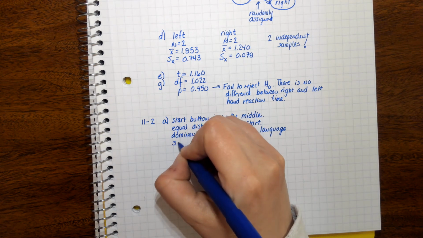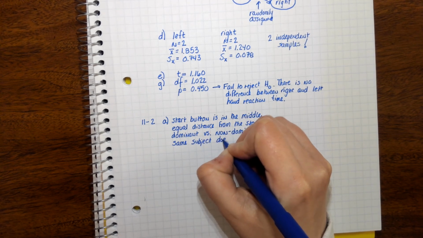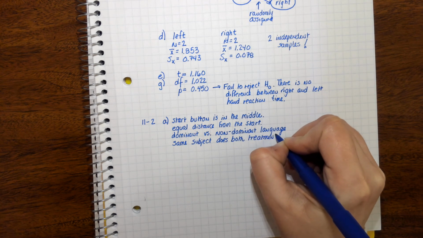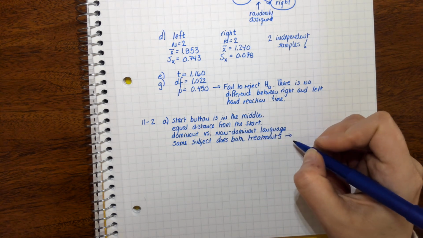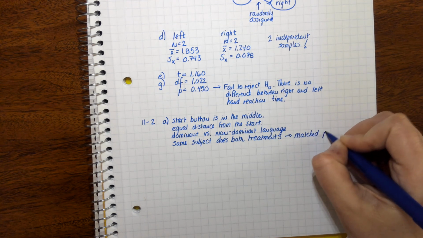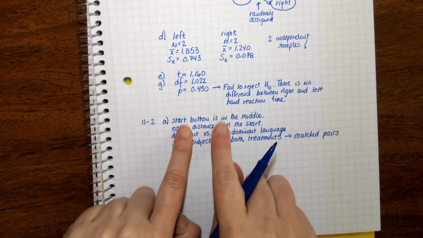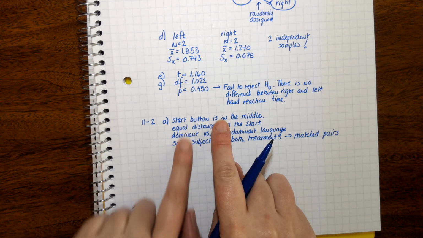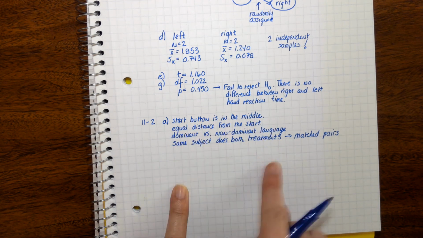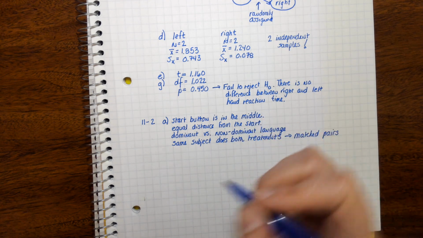And the same subject does both treatments, and this is called matched pairs. You can see it makes sense because you can think about it in your mind, you've got all of the dominants and all the non-dominants lined up, all four, and then you can easily subtract those to find a difference. Okay, where did the randomization occur?